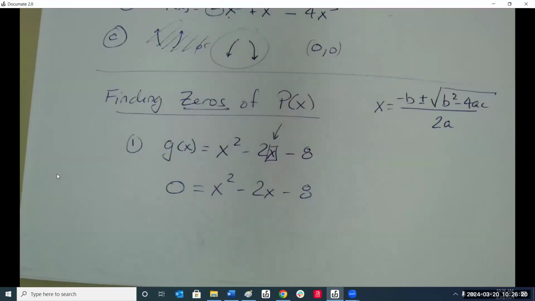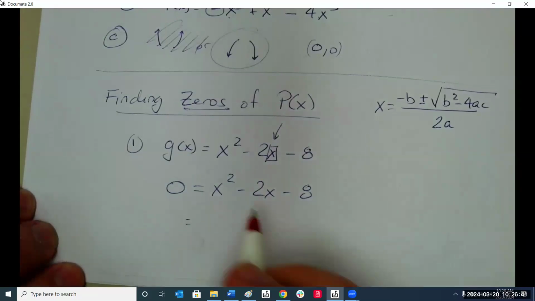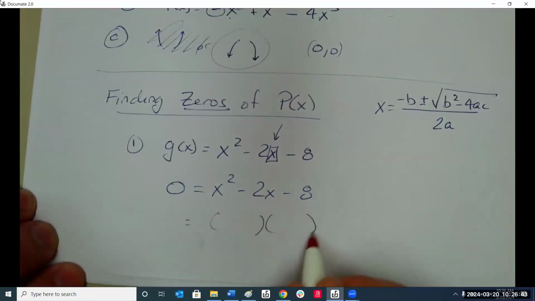Don't remember how to do complete the square? That's how we get this formula. We start off with the general equation for quadratics and use complete the square, and that's what we end up with. Actually, I'll show you that at the end of the semester when we have more free time. So in our case, let's go ahead and factor this if possible.